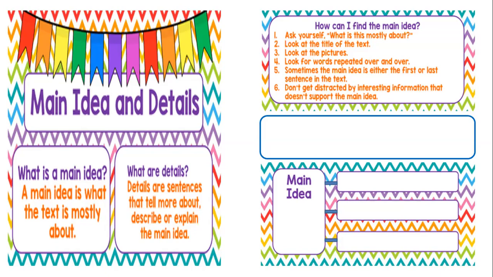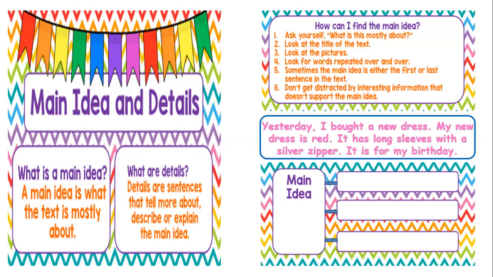Here I prepared for you a sample. Yesterday I bought a new dress. My new dress is red. It has long sleeves with a silver zipper. It is for my birthday. Again, yesterday I bought a new dress. My new dress is red. It has long sleeves with a silver zipper. It is for my birthday.